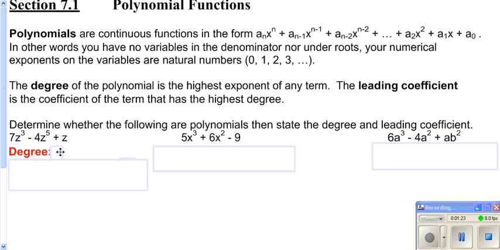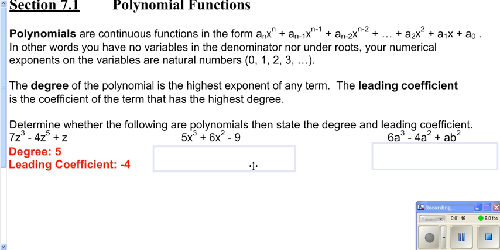Now we need to go ahead and find our degree. Our degree, once again, is the highest power that occurs. In this case, that's the 5. And then our leading coefficient. That's the number in front of the term with the highest power. Well, here's your term with the highest power. The number in front of that is the -4. So your leading coefficient is -4.